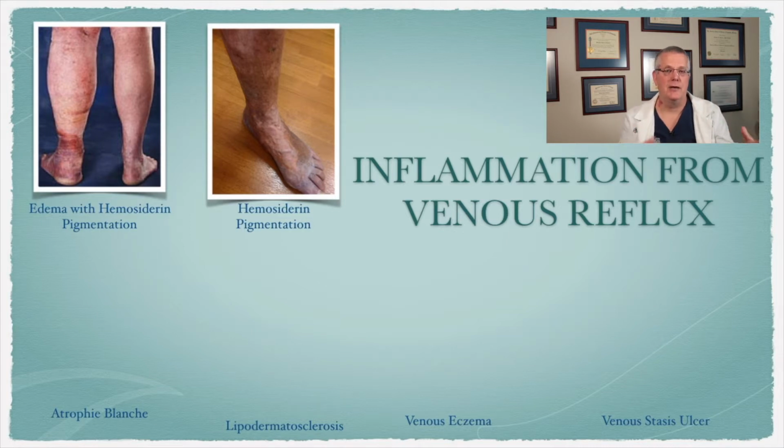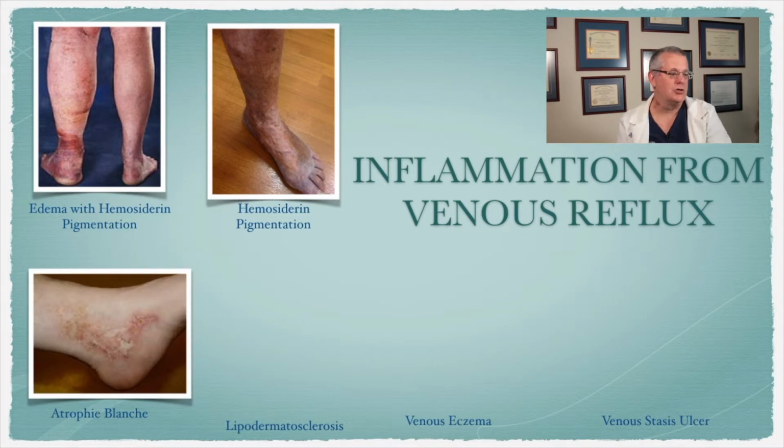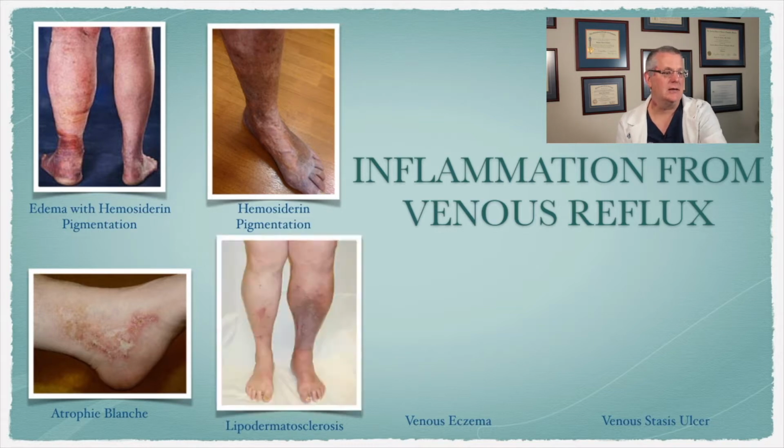It's like the body tattooing itself, because the iron is a pigment and has a heme pigment in it, and it can stain the skin, and that causes hemosiderin pigmentation. Patients aren't always symptomatic just because they have pigment changes, but as it gets worse, you can start to get more inflammation. This is called atrophie blanche, which is a white appearance to the skin in the ankle. And then you can get inflammation of the subcutaneous tissues, and we call that lipodermatosclerosis, and this is an example of that.